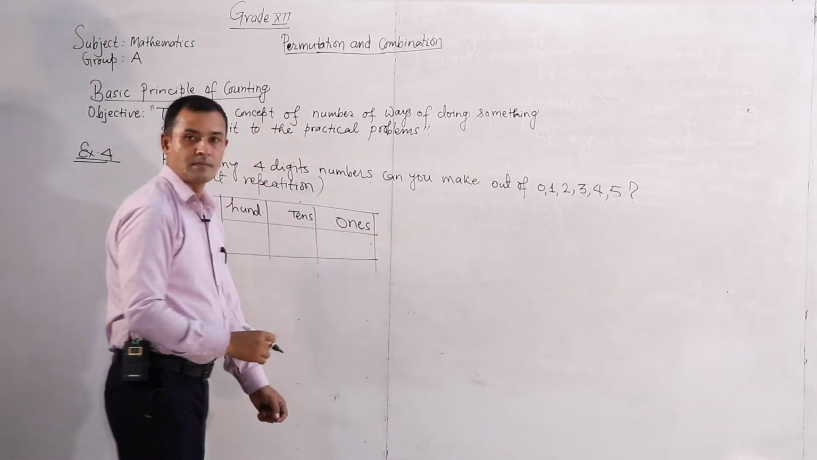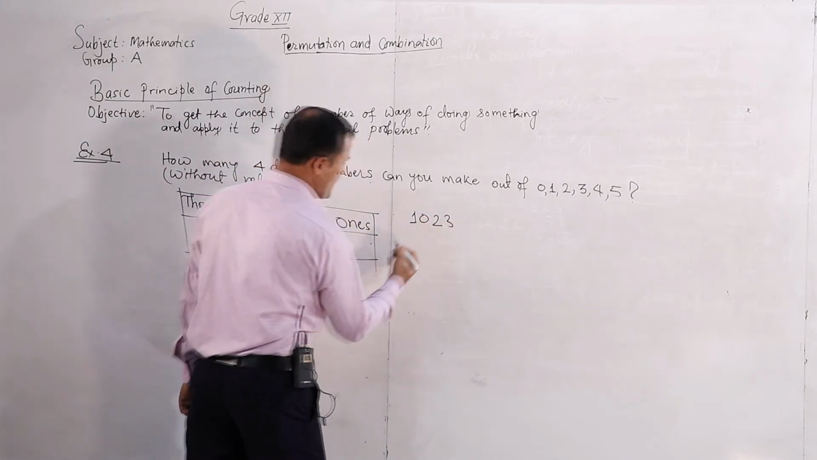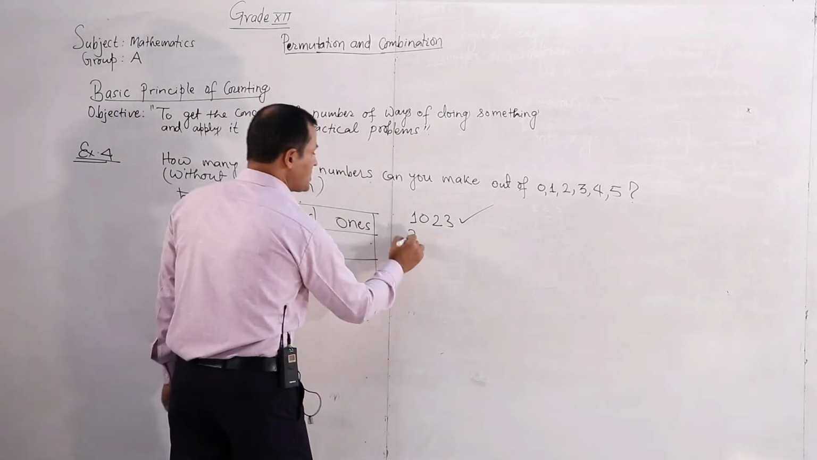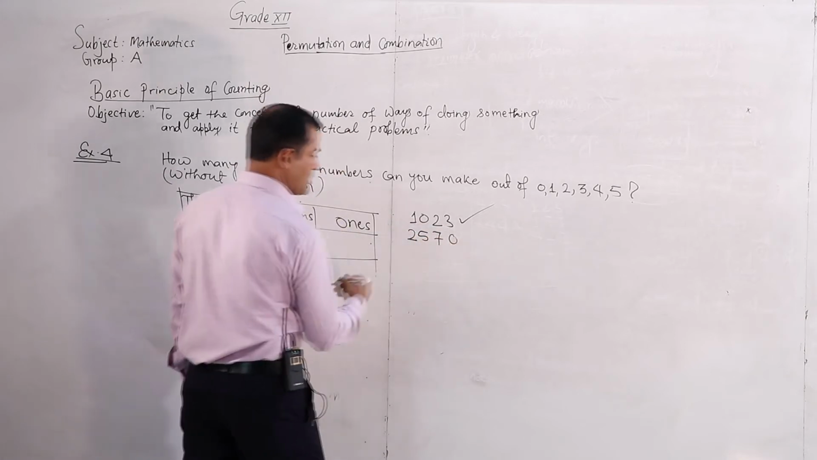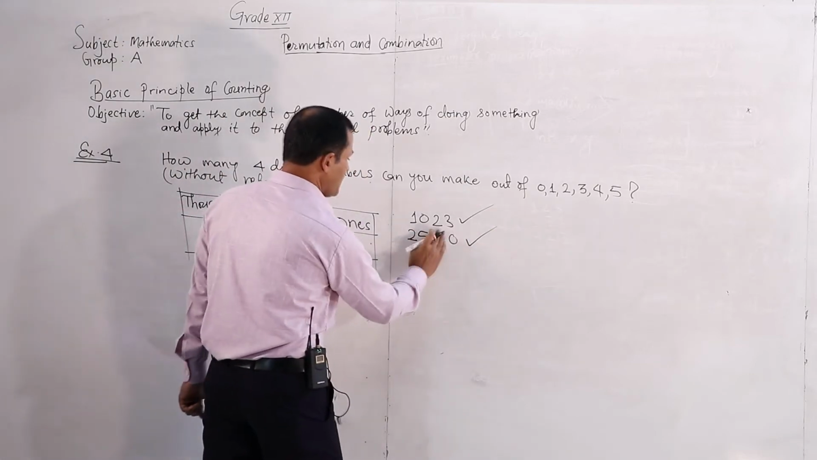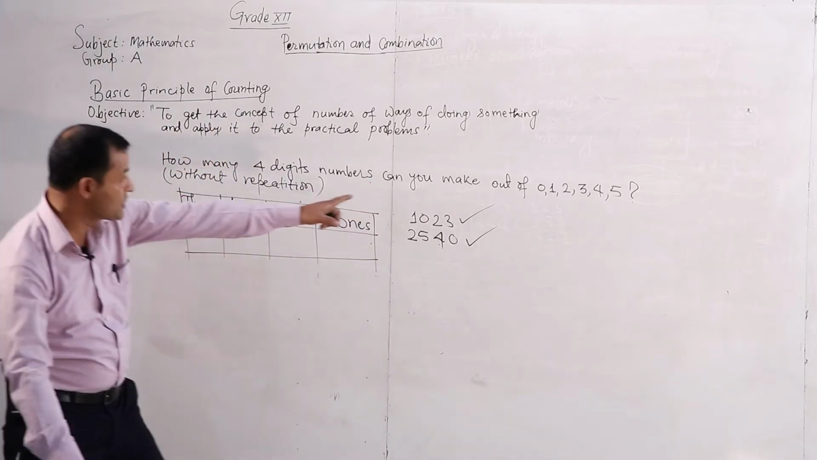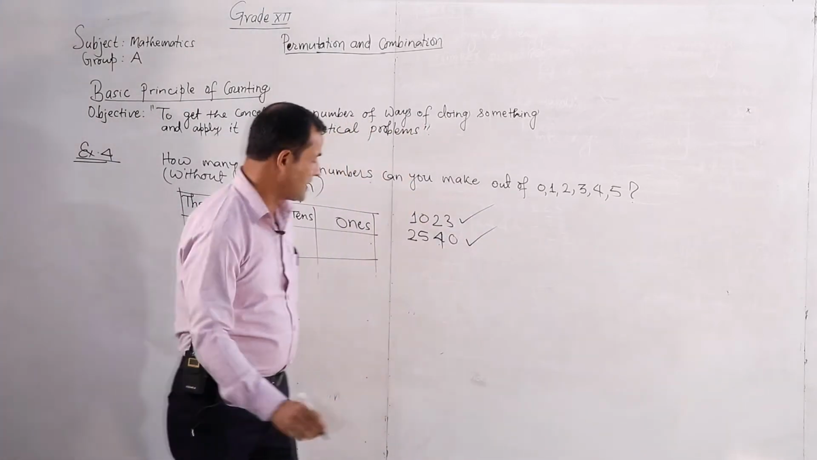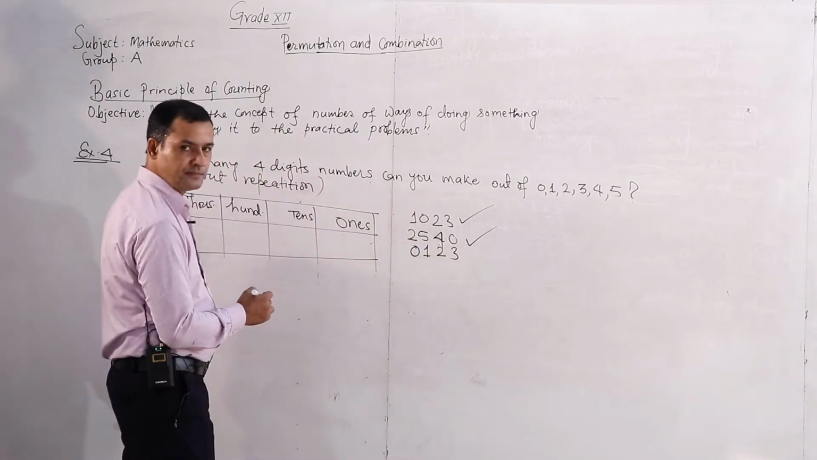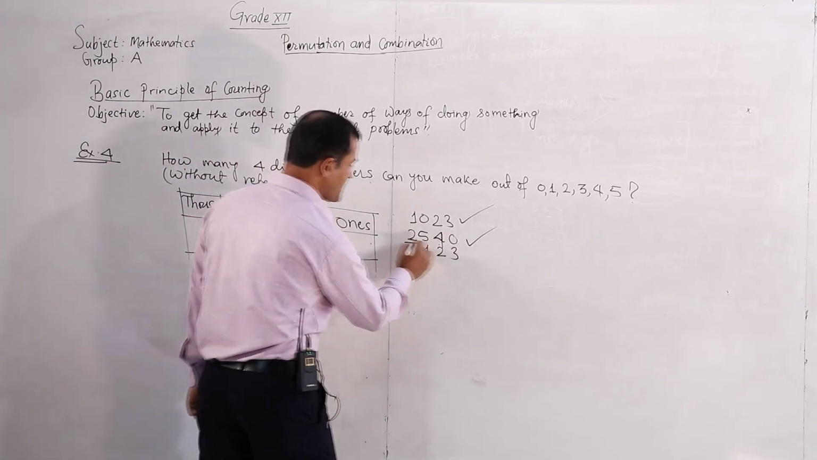So this question wants what type of number? No odd, no even. Any number you can make. A 4-digit number, you need to use out of these digits. So what about 0, 1, 2, 3? Is it okay? Maybe 0, 0 also may come here. So this is not okay.